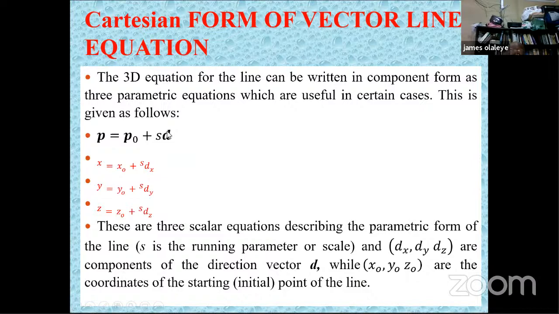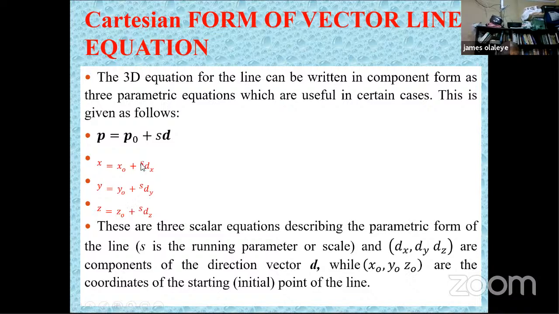Now, that is also repeated here in another form, where S is the length of the line, and D is the direction vector for that, and of course P naught is the starting point of that ray equation. Now, this is another form of ray equation when you break it into X, Y, Z.